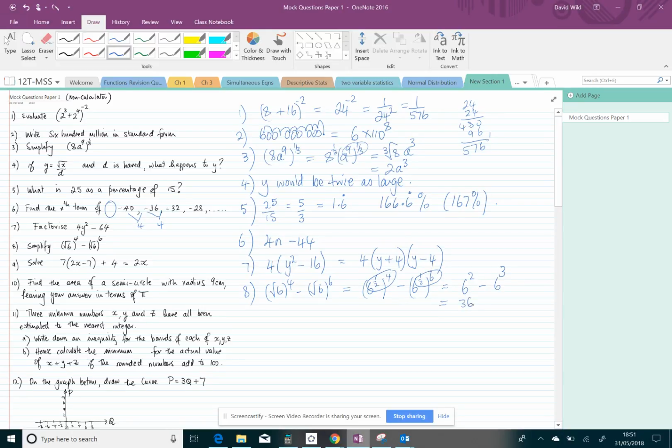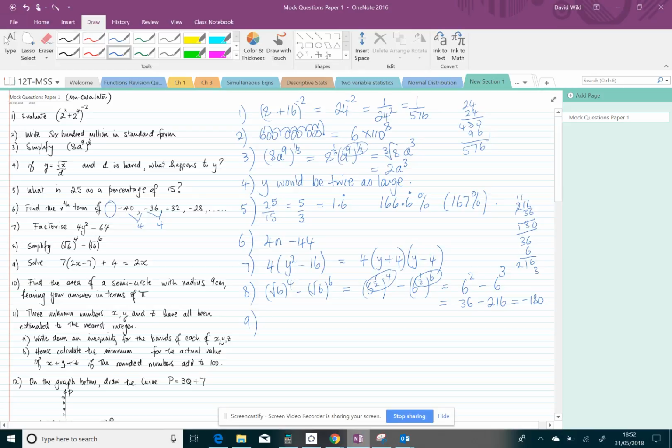So this is 36 minus 6 cubed. Now what's 6 cubed? 6 cubed is 36 times 6, which is 216. So we've got 36 minus 216. What's that? 6 minus 6 is nothing, borrow 1 here, and so we've got minus 180.